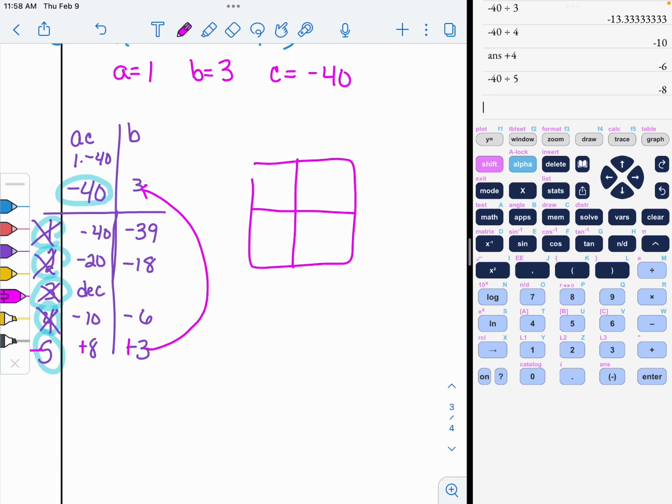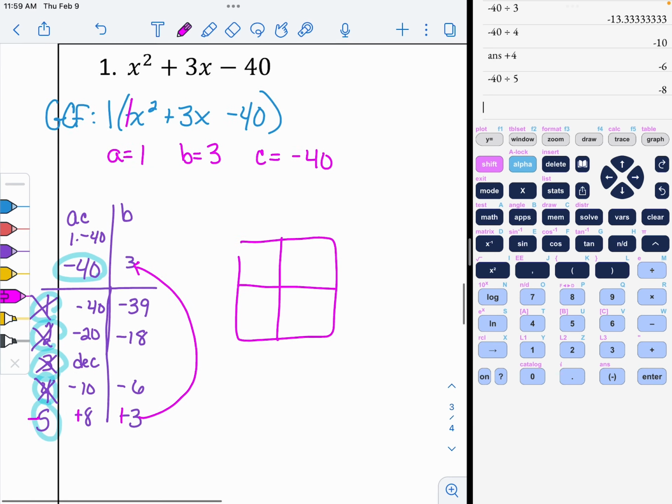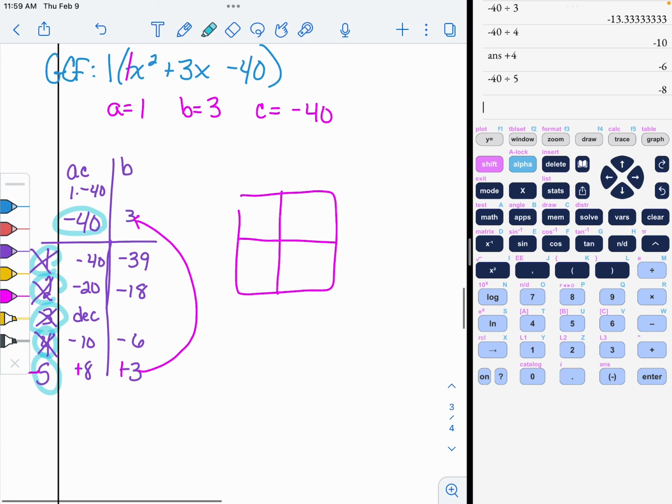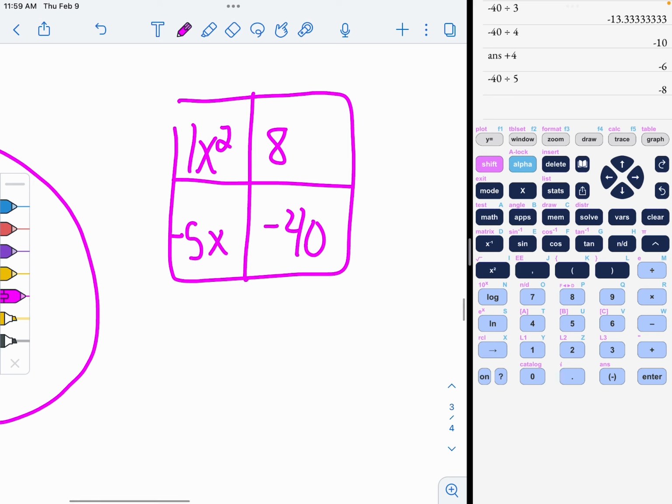Hopefully the setup is going a lot better for you. Remember, you don't look at the original, you look after your GCF. This one goes here. This one goes here. And then our magic numbers, or our magic factors, negative 5 and 8, go here and here, and they get half of the variable presented, so an x and an x.